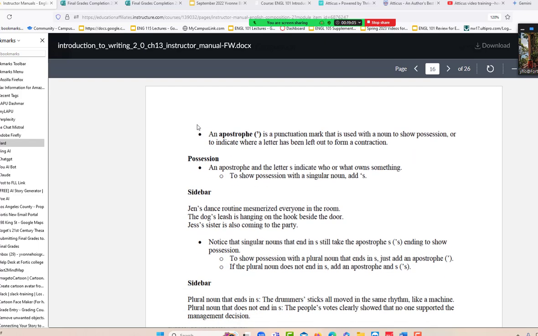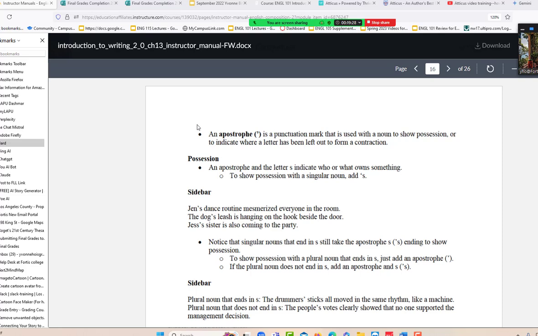Apostrophe. An apostrophe is a punctuation mark that is used with a noun to show possession or to indicate where a letter has been left out to form a contraction. An apostrophe and the letter S indicate who or what owns something. To show possession with a singular noun, add apostrophe S.